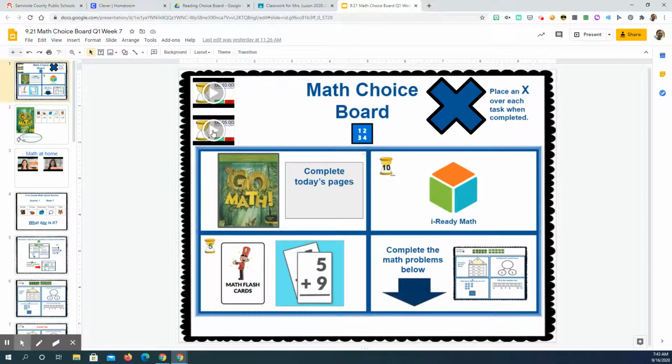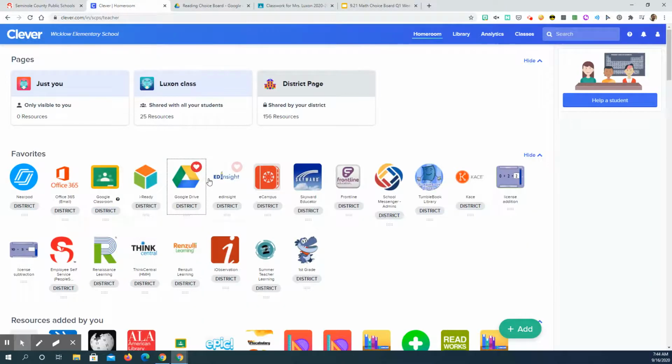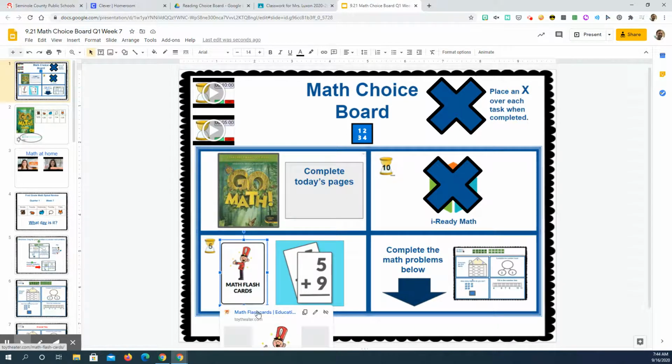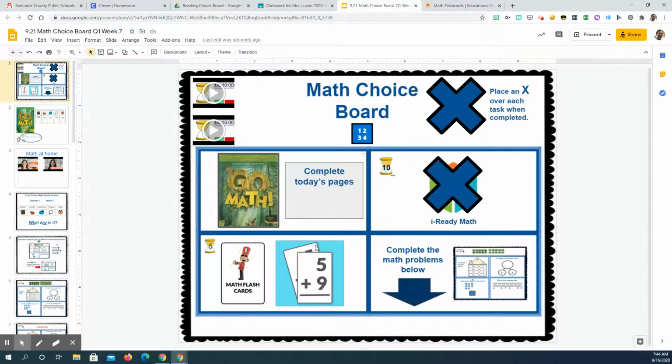And then I also include these timers up here. So that way I tell them, all right, to start iReady, first you're going to come up here, you're going to click the timer, and then you're going to go to your Clever page at the top, and you're going to go and complete your iReady. So that way when they hear that timer, they know that it is time for them to come back, that they've completed that, and then they're able to move the X over to show completion. Same with the math flashcards. So they can click on the timer, and then they can go and work at the math flashcards. They can also do their own flashcards.